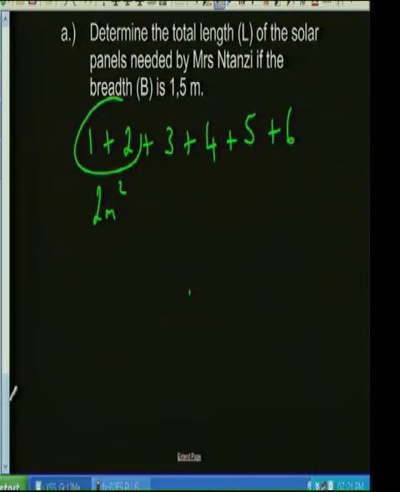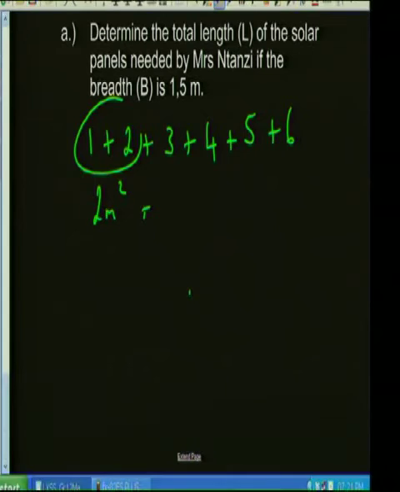So person number 1 and person number 2 need 2 meters squared. If there were just 2 people in the house, that's all the paneling we'd need, 2 meters squared of panel. But we've got more people, so we need more area of panels. Person 1 and 2 share 2 meters squared. Person number 3 needs 0.7 meters squared. Person number 4 needs 0.7. Person number 5 needs 0.7. And person number 6 needs 0.7 meters squared.